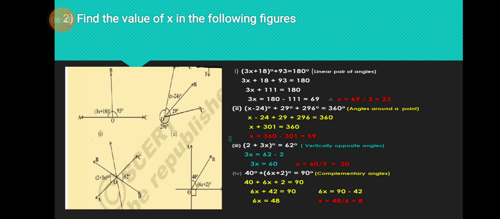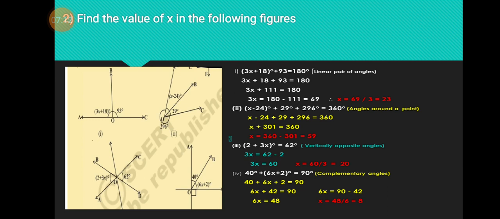In the first figure, 3x plus 18 and 93 are the adjacent angles on a straight line. So we are going to use the property of linear pair of angles. That is, 3x plus 18 plus 93 is equal to 180. The sum of the linear pair of angles is 180. That's why I have written it.